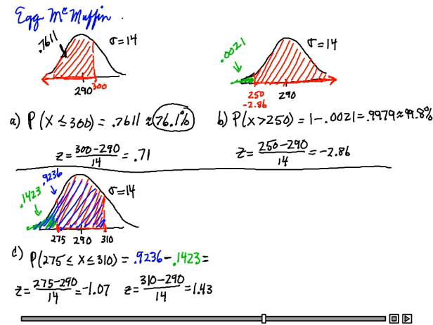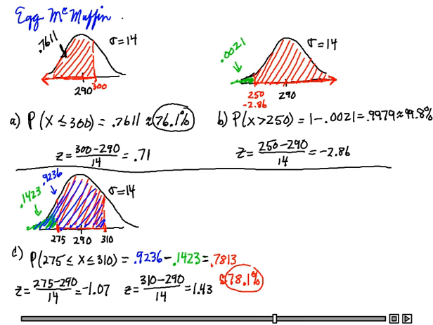And that turns out to be 0.7813, or approximately 78.1%. So what's the probability that a serving will be somewhere between 275 calories and 310 calories? 78.1%.